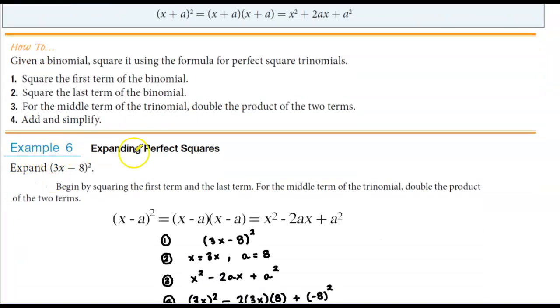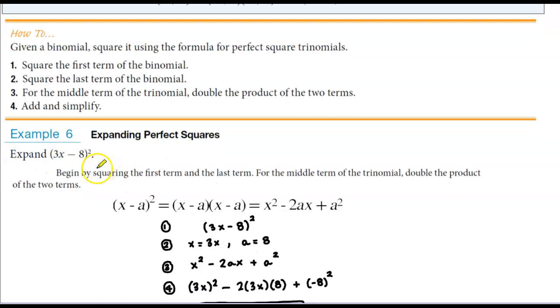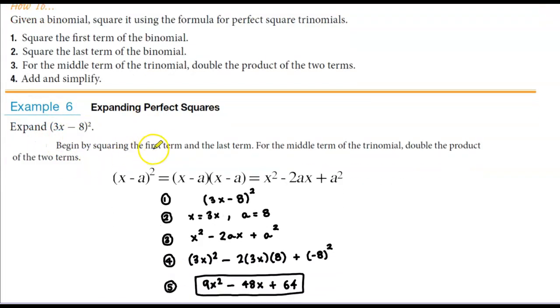So in example number 6, we're expanding perfect squares. We're going to expand 3x minus 8 squared. We're going to begin by squaring the first term and the last term, and for the middle term of the trinomial, double the product of the two terms. So we first need to identify which form it's in. We know it's in the subtraction form, so we're going to use the first formula, which is x minus a squared, which is equal to x minus a times x minus a, which is x squared minus 2ax plus a squared.